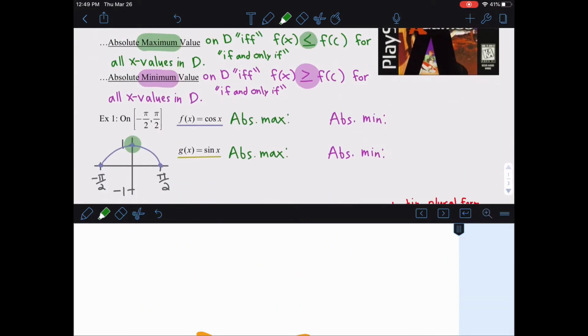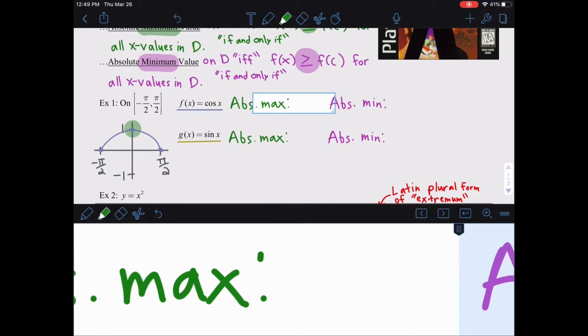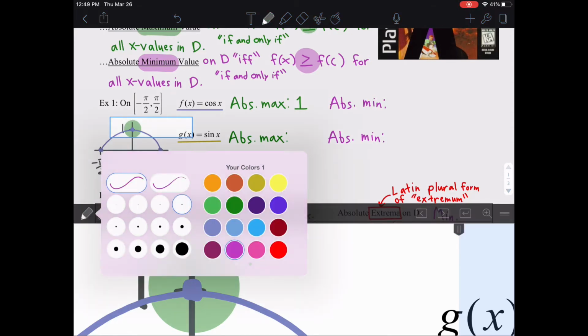So the absolute maximum for cosine on that domain is going to be +1. Again, output. So we want to say the y coordinate here, right? It occurs when x is 0, but the absolute maximum value is 1. Let's talk about the absolute minimum value.